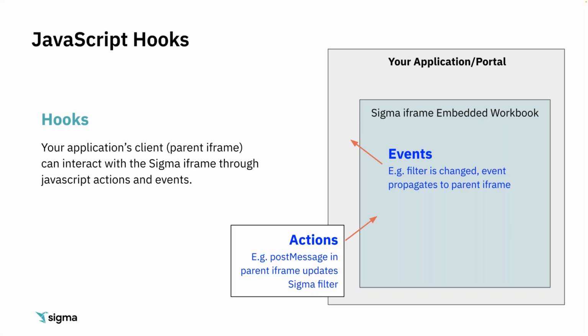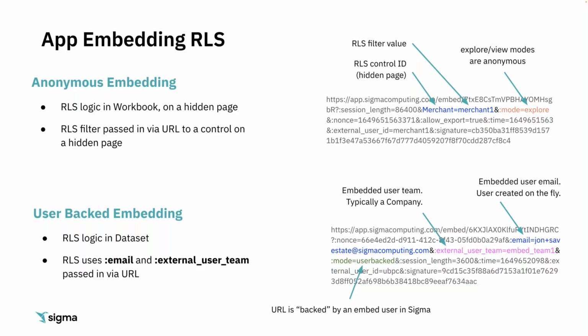Hey, John? Yes. There's a question that came in from the audience. Can the external user team param be used in anonymous embeddings as well? Great question. No, it cannot.